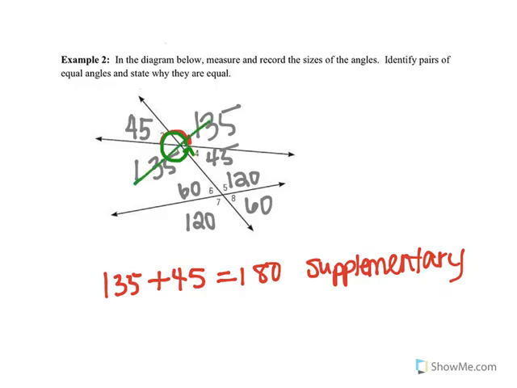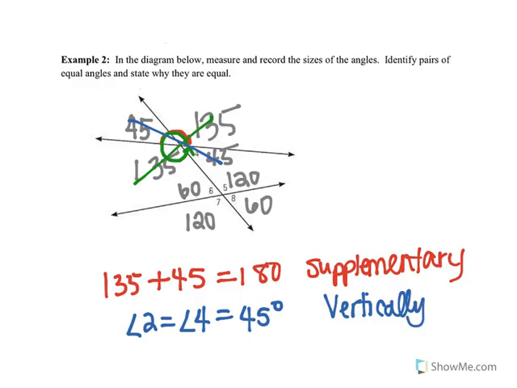You should also notice that the vertically opposite angles are the same. So we can see that angle 2 equals angle 4, which equals 45 degrees, and the reason is because it's vertically opposite. And that can be said about literally all of them. So vertically opposite angles will always be equal.